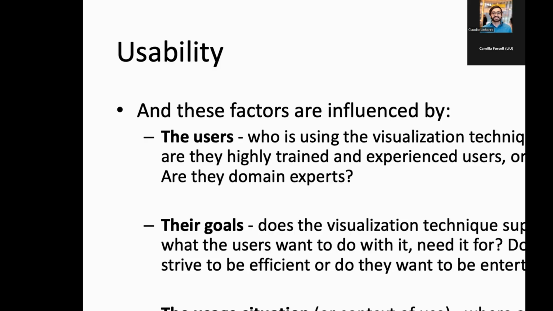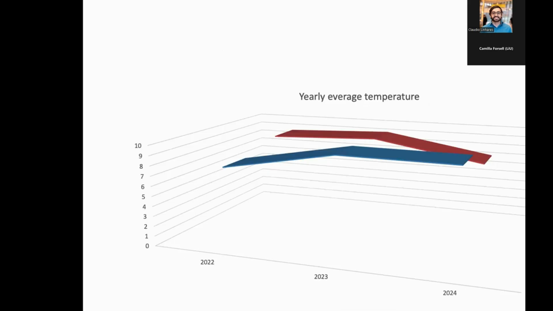Do you think in these terms when you talk about perhaps effectiveness, efficiency, subjective satisfaction, etc.? No? How many of you have done an evaluation before? A few of you. Have you considered these factors? Yes, great. I have a really, really simple example here.